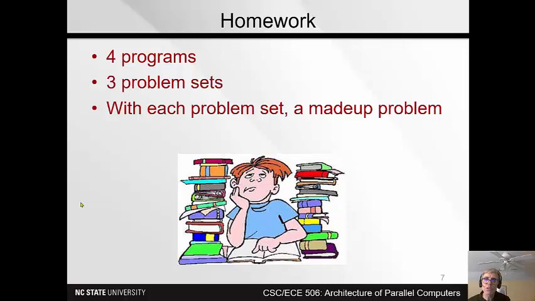And now I want to talk a little bit about the peer-assessed exercises, the made-up problems.